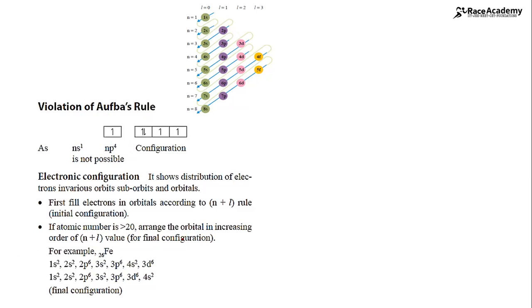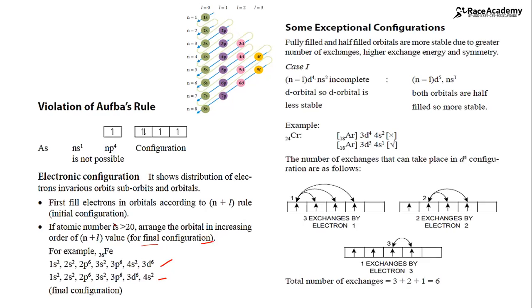Atomic number greater than 20. Arrange the orbitals in increasing order of n plus l value to get the final configuration. For example, if you take iron, 4s2 3d6 will come. 1s2 2s2 2p6 3s2 3p6 4s2, after 3d6 we will write the 4s2. We will not write the 4s first. Both are the same, but we have to write the final configuration like this. This shows the distribution of electrons in the various suborbitals or orbitals.